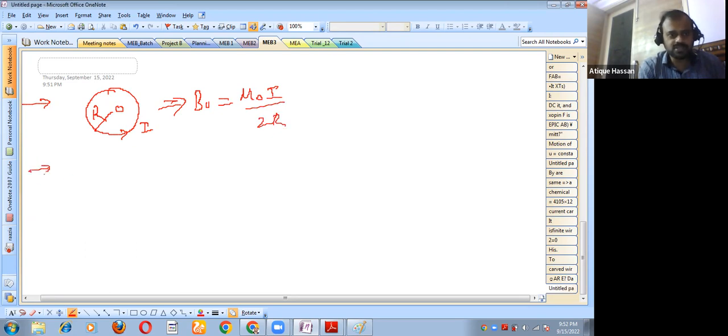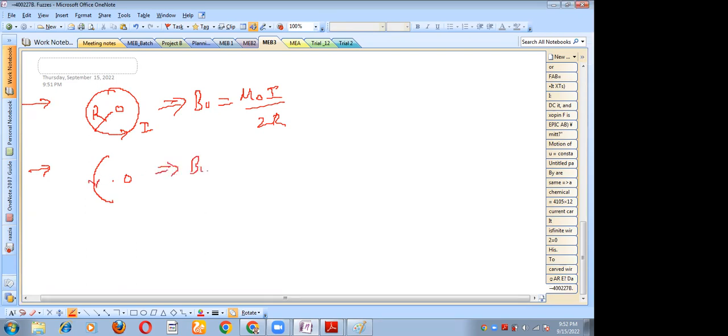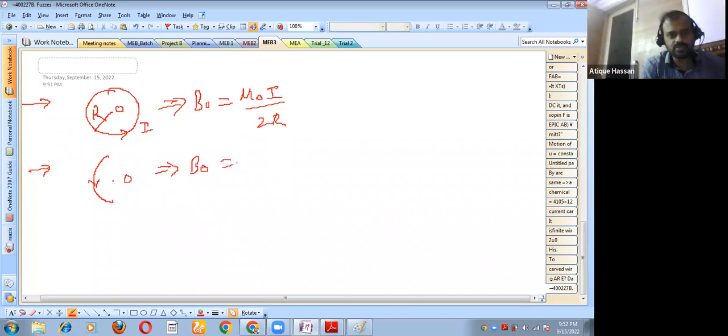Sometimes the wire becomes a half circle like this, right? In that case, what will be the value of the magnetic field? Mu naught I by 4R. Yes, B at O becomes mu naught I by 4R. We have to apply symmetry.